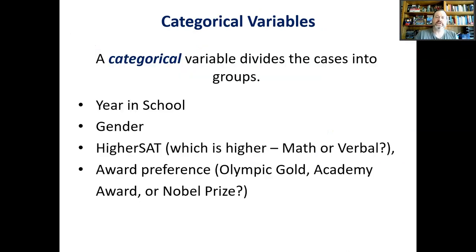All right, so let's look at types of variables. Variables come in a lot of different types. The first one is categorical variables. A categorical variable divides the cases into groups. It just chops up all the cases and assembles them into little groups. So year in school, gender, highest SAT, and award preference. Those are all categorical variables.